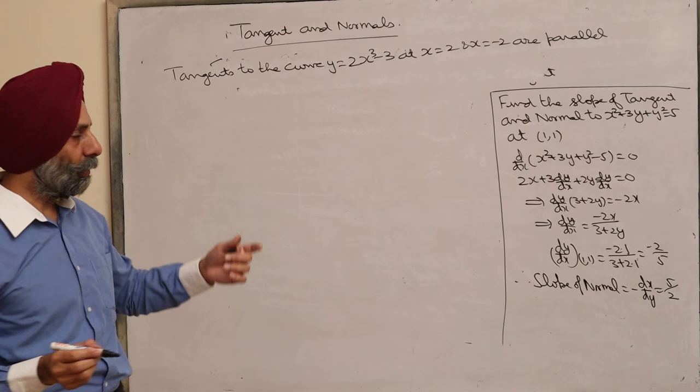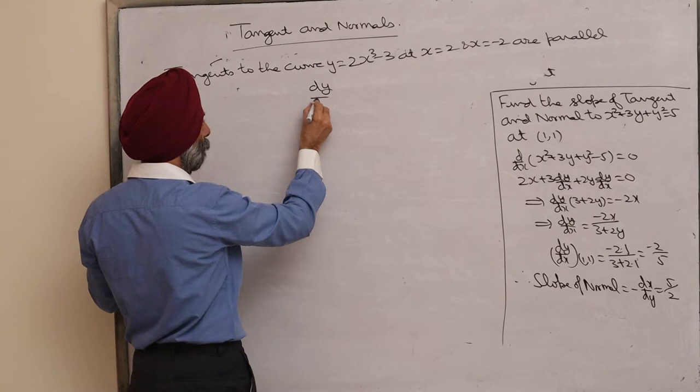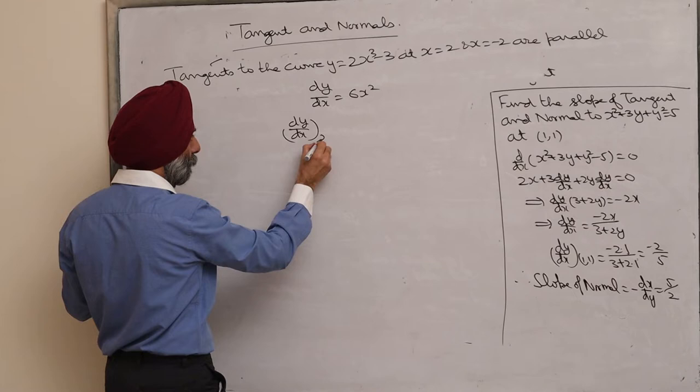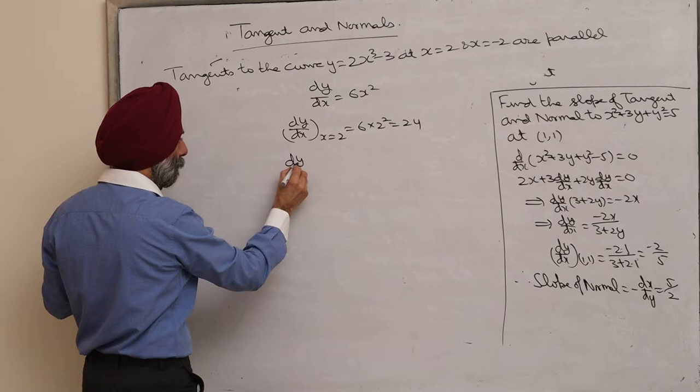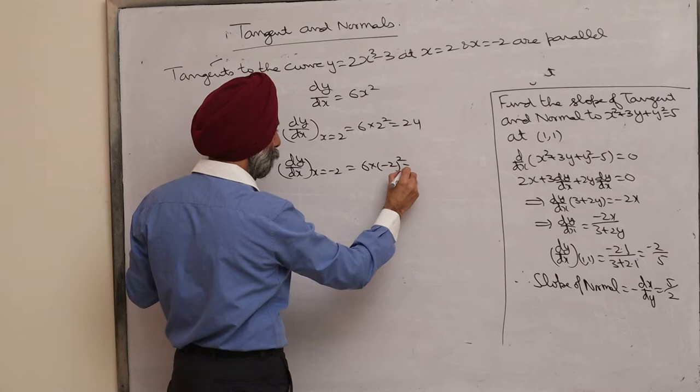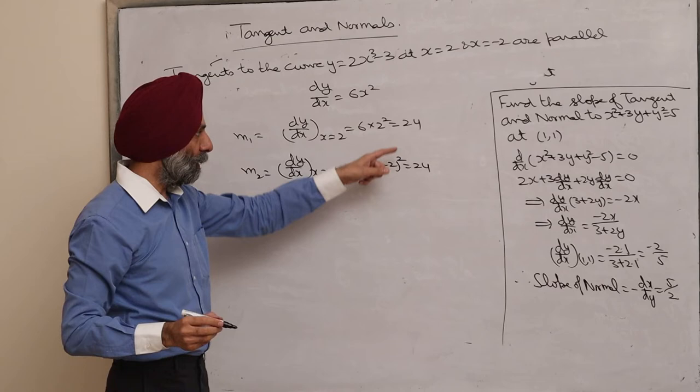So what is dy over dx? It is 6x square. Now dy over dx at x is equal to 2 is equal to 6 into 2 square, which is equal to 24. Now dy over dx at x is equal to minus 2 is equal to 6 into minus 2 square, that is also 24. You can see here m1 and m2 are same, which implies tangents at these two points are parallel.